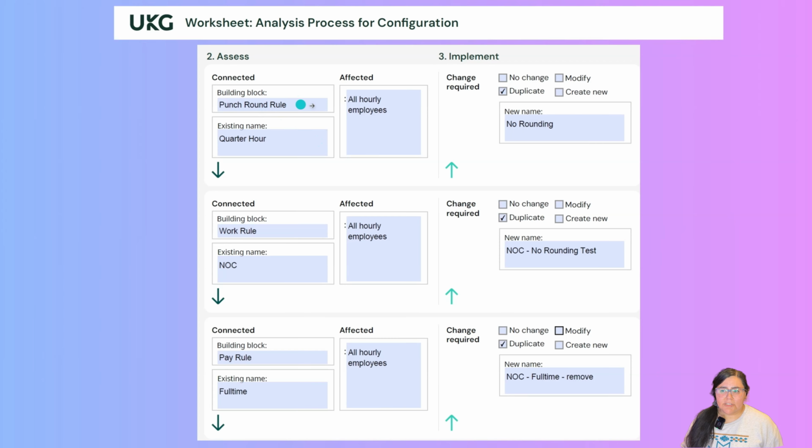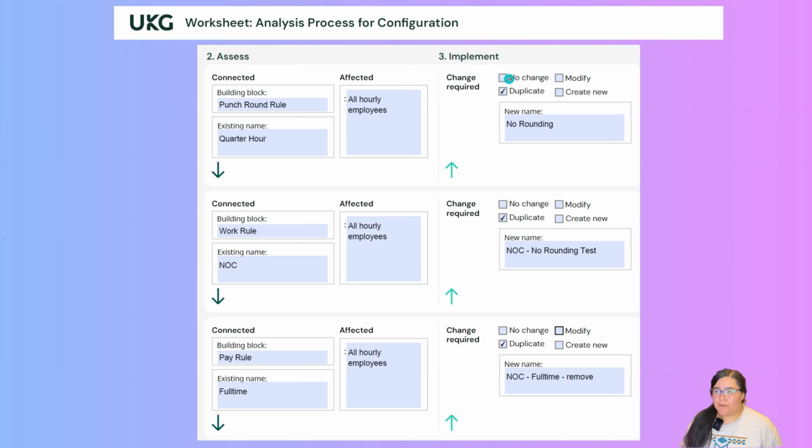Now, the first building block we saw in that cake was this punch round rule, which I then notate, okay, which punch round rule do I need to update? Now, one of them is called the quarter hour rule. And who's affected? All hourly employees. Now, I made this a really basic example, but your system might be a little bit more complicated. So then you would make an implementation plan for it, right?